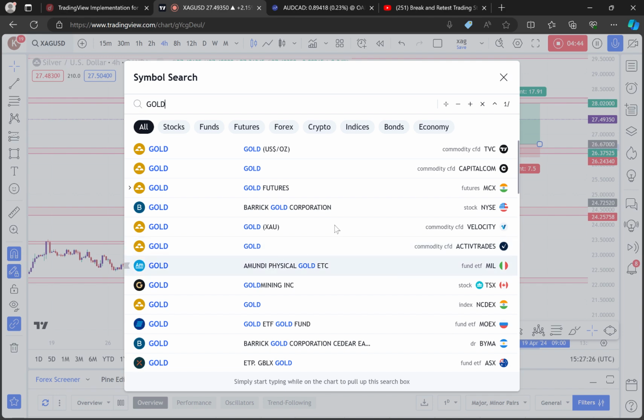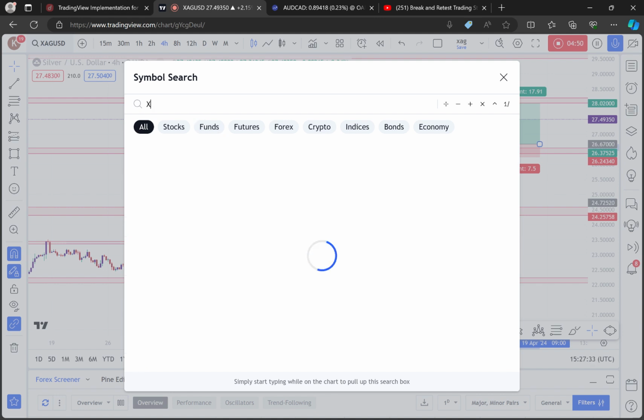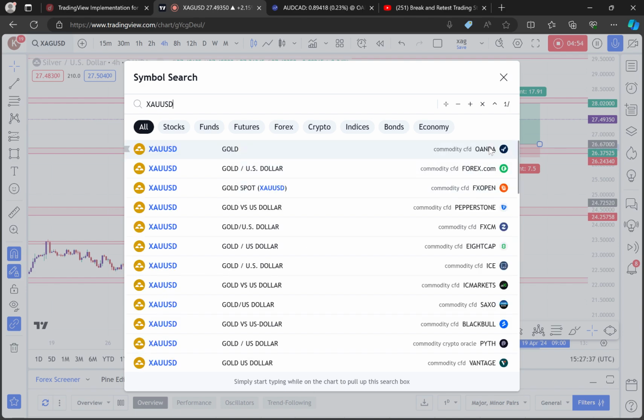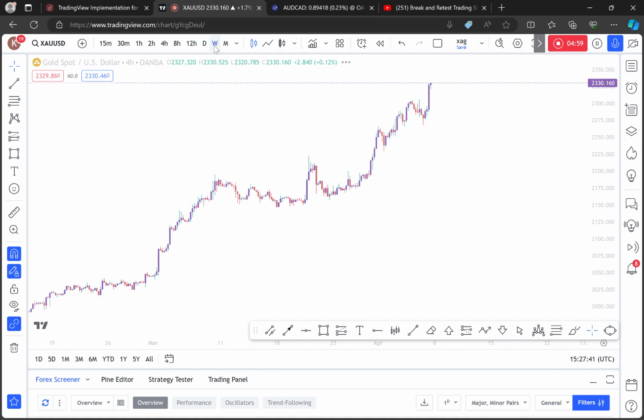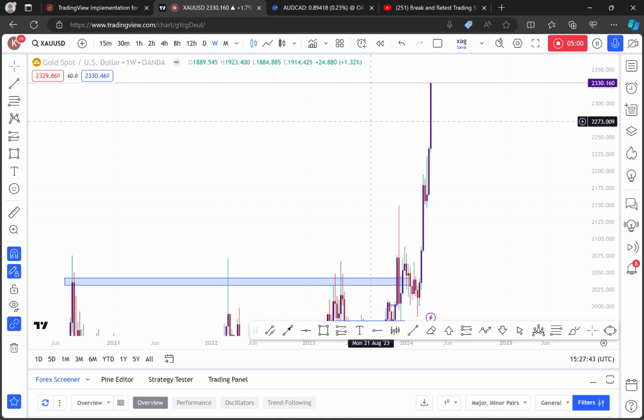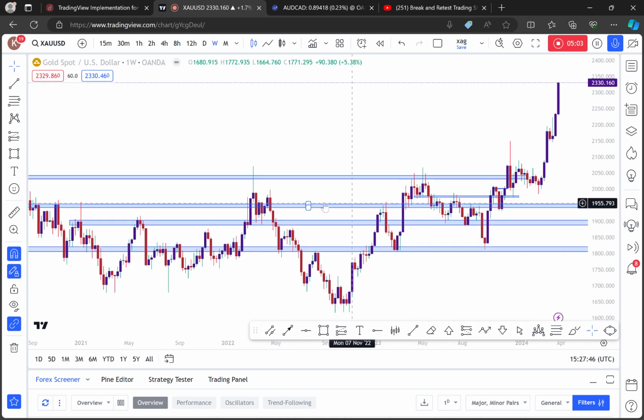XAU USD. Maybe you start on weekly as usual. Have a look at it. My zones here are clear. Have a look at this.